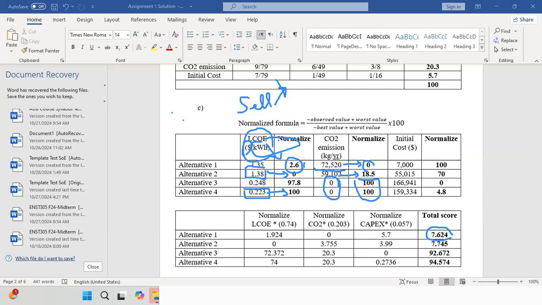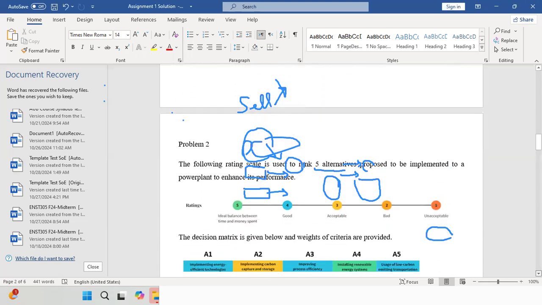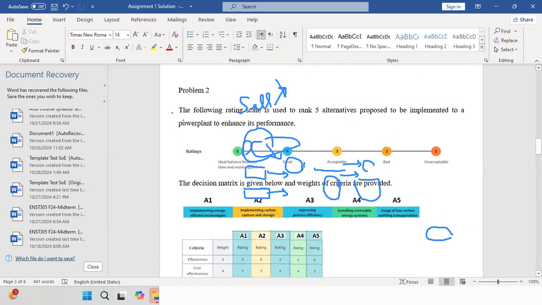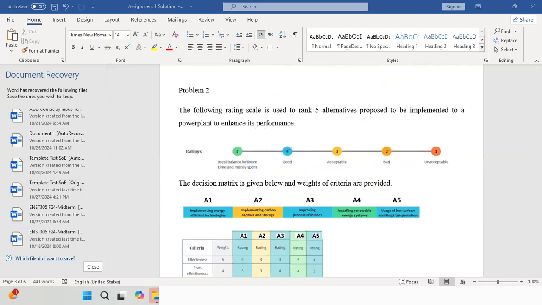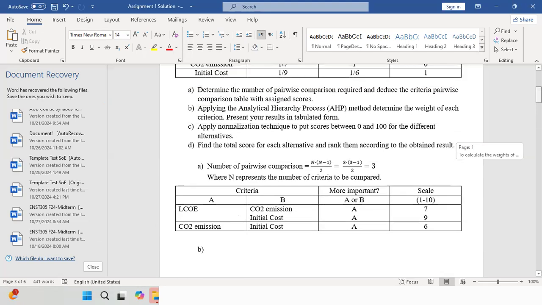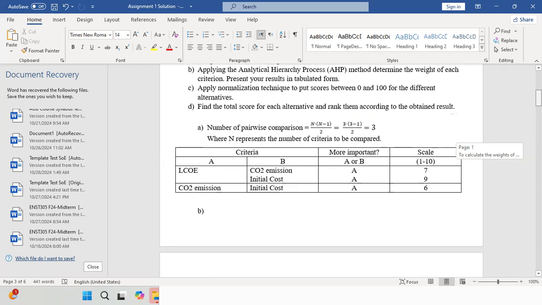Okay. Now, I suggested another problem for you to see that we don't have one technique to rank alternatives. The previous method of pairwise comparison is a method that we learned together, called the analytical hierarchy process, that will allow us to put weights, and then we normalize to put scores between 0 and 100, and we rank the alternatives. But this is not the only method.